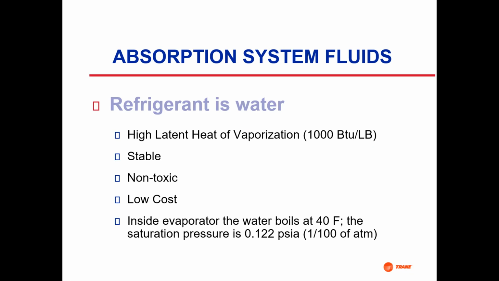Just to give you a feel for this, inside the evaporator, if water is the refrigerant, water boils at 40 degrees Fahrenheit if the pressure is 0.122 psi. Atmospheric pressure at sea level is 14.7, so that's roughly 1/100th of an atmosphere. It's pretty low pressure inside this absorption cycle, especially on the low pressure side, the evaporator.